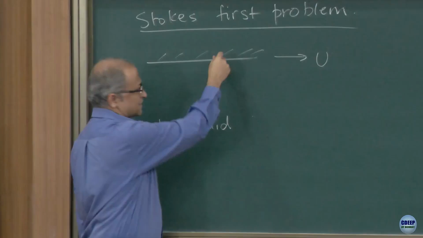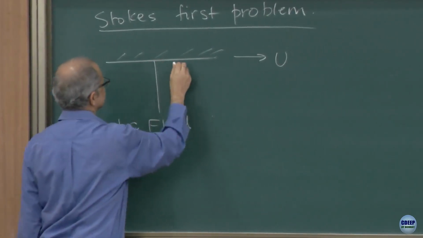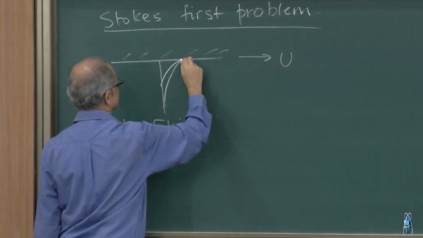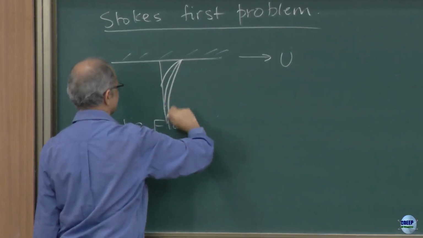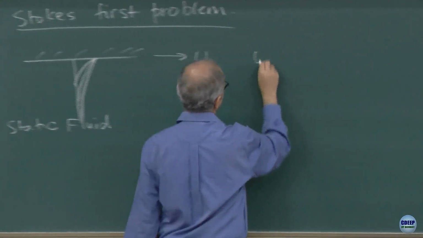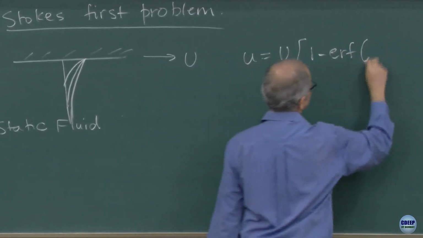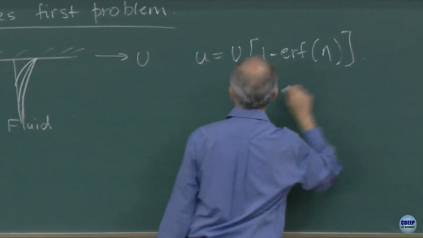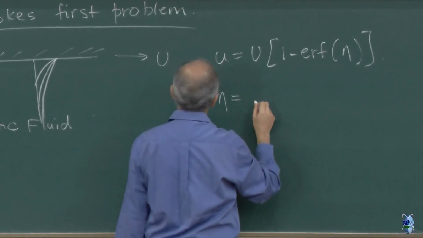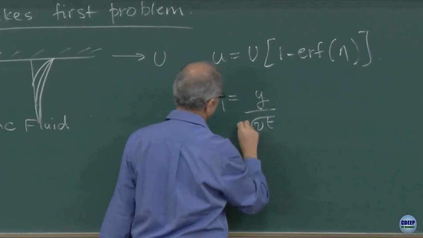And then after some time, the fluid will start experiencing this motion. So this is the type of velocity profile that we expect to get. And we saw that the velocity is given as u times 1 minus error function of zeta, where zeta was y upon square root of 2 nu t.